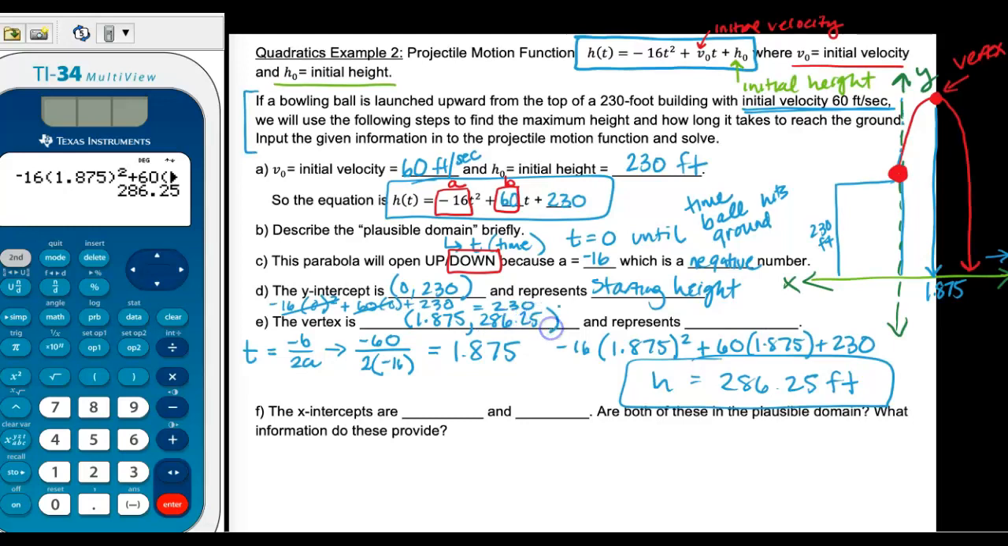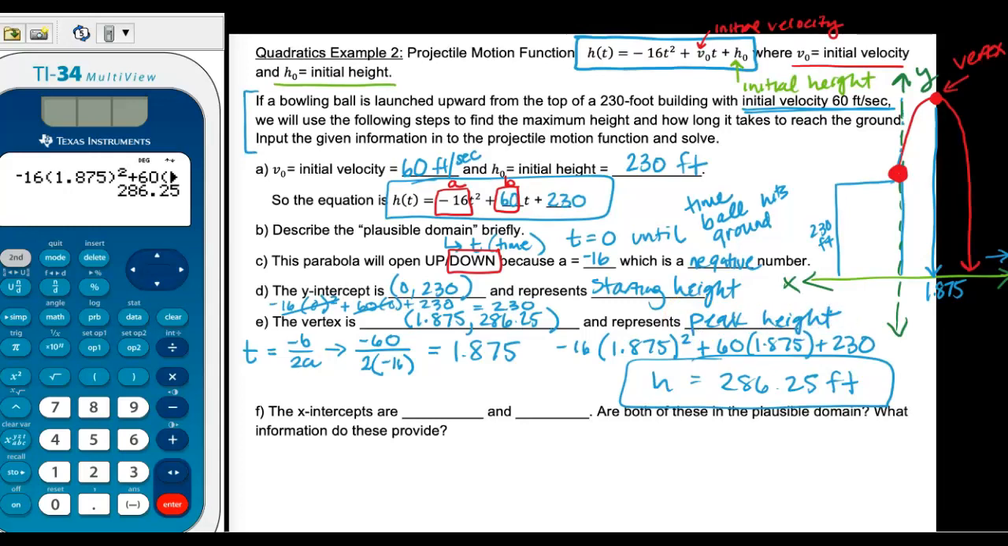If you're ever asked in a problem to find the max height or the lowest height, whatever, if the parabola was facing the other direction, it'd be the lowest value. That's really a key clue that you have to find the vertex. Usually finding the vertex in quadratic story problems is important. It usually gives you the information you're being asked. So this is the vertex, and it represents the peak height of the bowling ball.